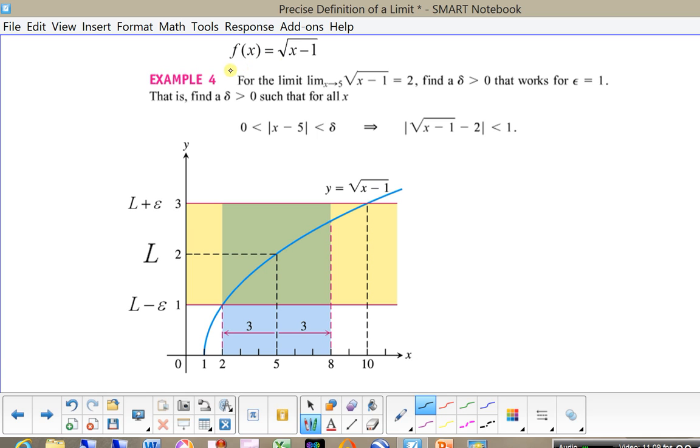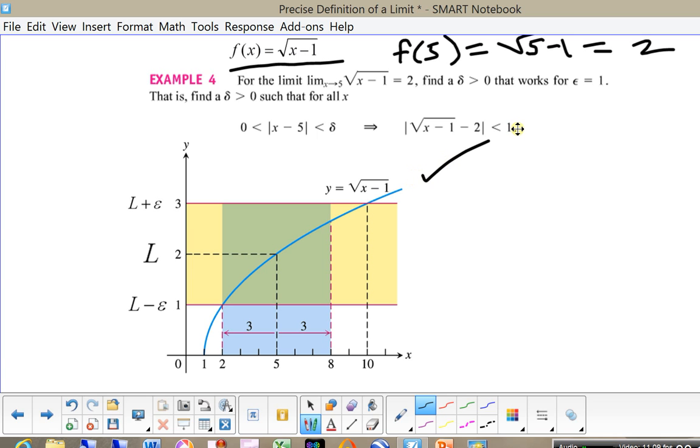We have a function f of x equal to the square root of x minus 1, and we're finding the limit as x approaches 5. Well, you can see very easily that the limit can be calculated by just plugging in x equal 5. f of 5 is equal to the square root of 5 minus 1, which is equal to 2. So we know the limit is 2. So we draw a sketch of the function y equal to the square root of x minus 1. We put the limit 2.